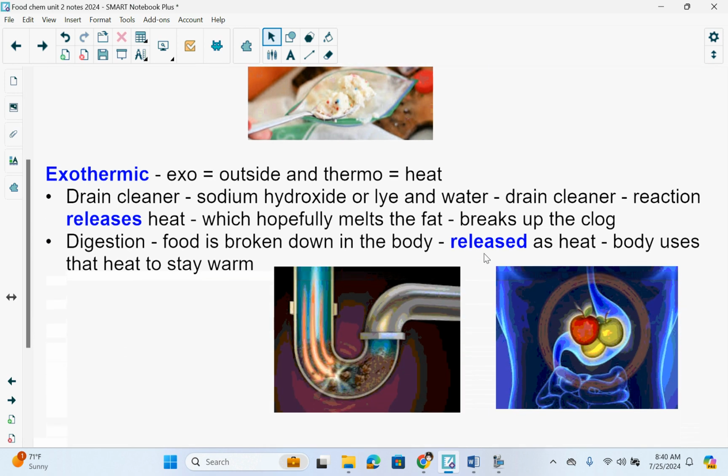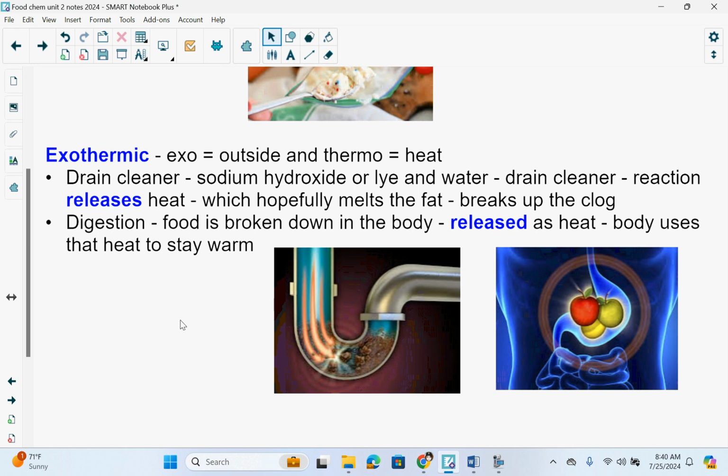Exothermic. Exo means outside, thermal means heat. Two examples here. You have drain cleaner. This is sodium hydroxide or lye. When you add it to water, that reaction releases heat.